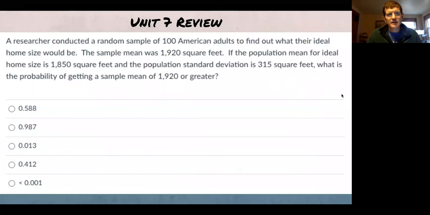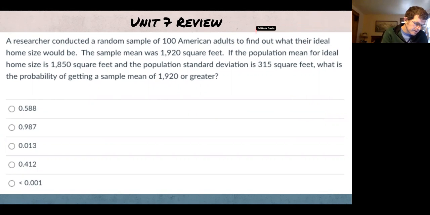All right, the last question we're going to go through today. A researcher conducted a random sample and wanted to find things. And it looks like we've got a population mean. So I'm just going to put this up here. The population mean is 1,850. The population standard deviation is 315.